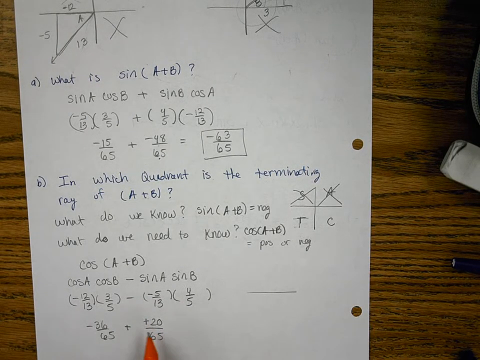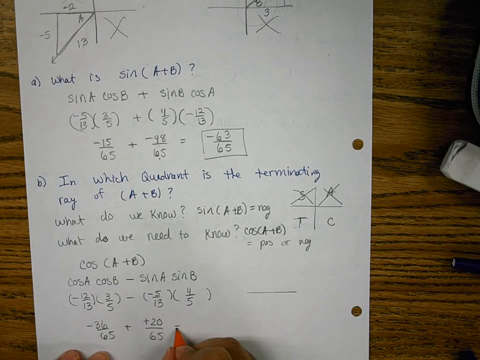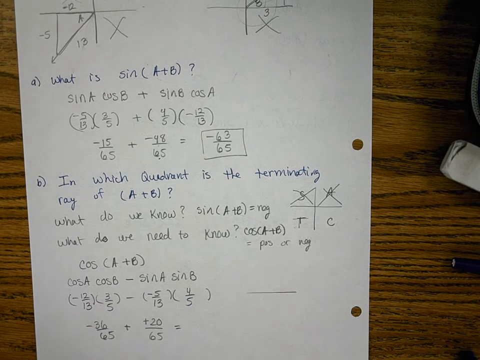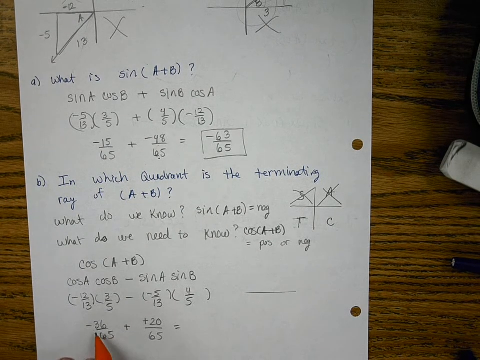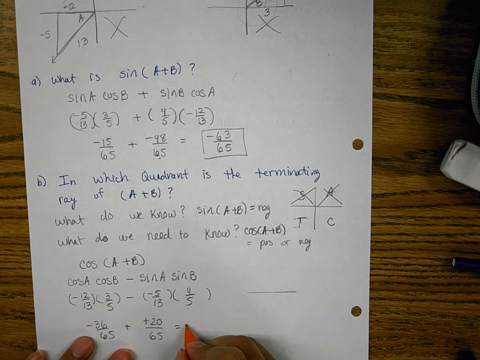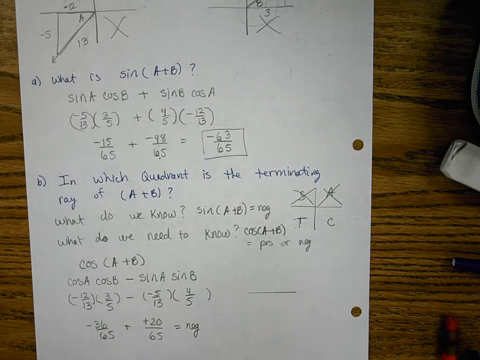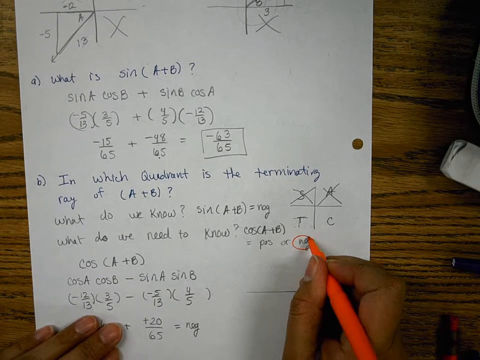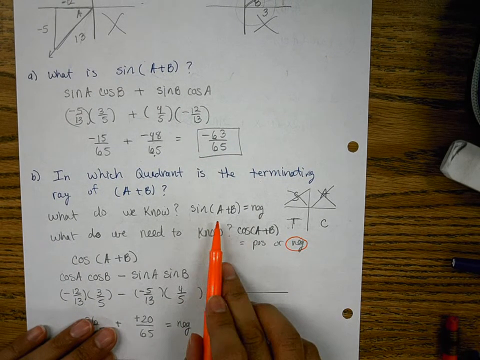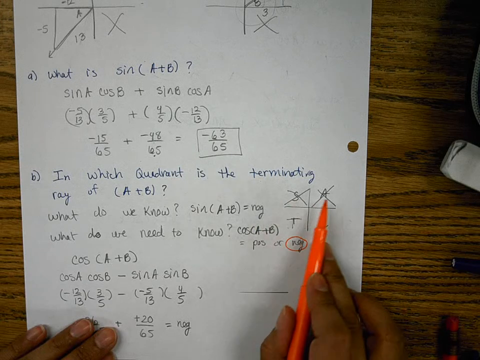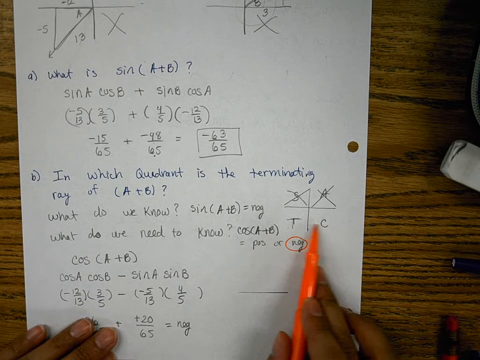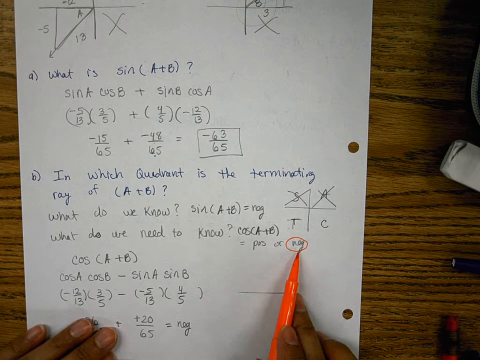Take away, that's negative 20 over 65. Add the opposite, those two negatives make a positive. So I have negative 36 plus 20 because they already have a common denominator. You know what? I don't even really care what it comes out to be. All I care is this a positive number or a negative number. And negative 36 plus 20 will give me a negative number. Do you see that? Now we know it's negative, which means what?